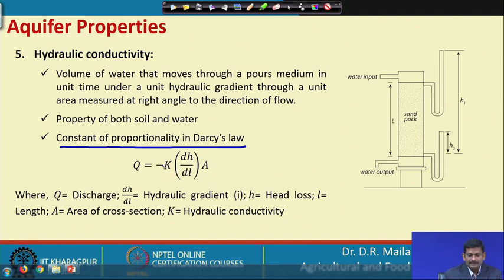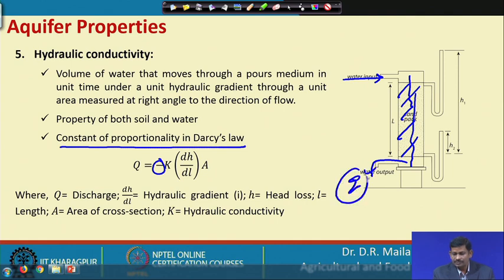Here the negative sign indicates that the pressure is decreasing towards the flow direction. This is the Darcy setup. Let us say a soil sand column. Input water is entering here; the column is initially completely saturated. Water passes through this and is collected here.